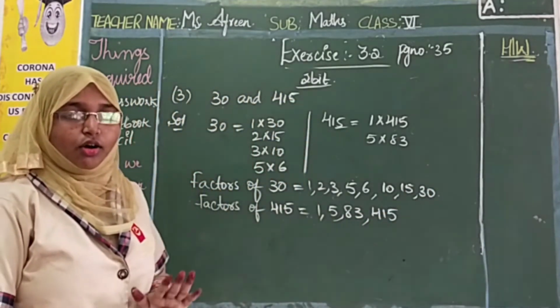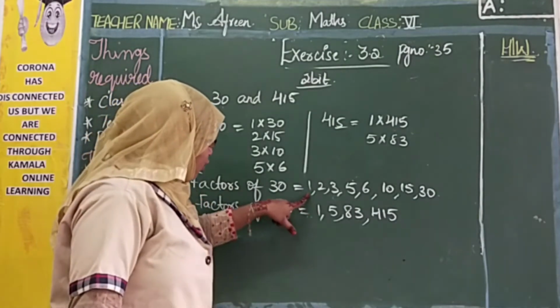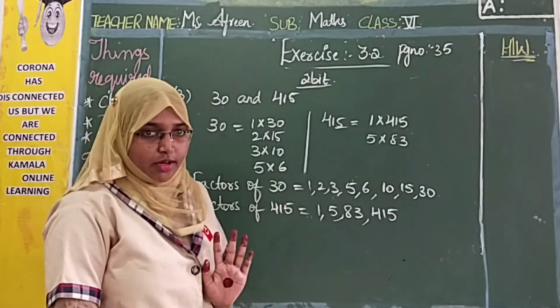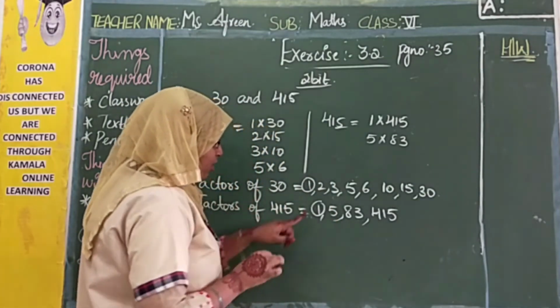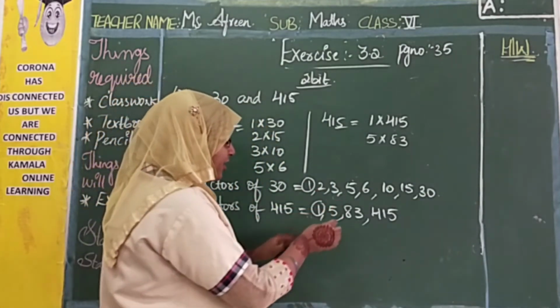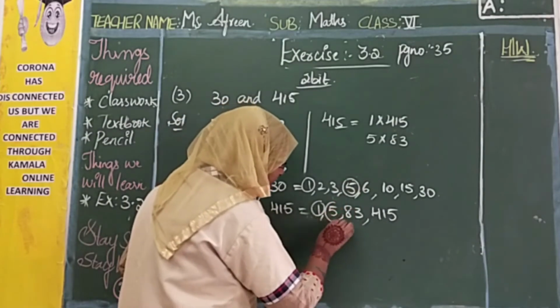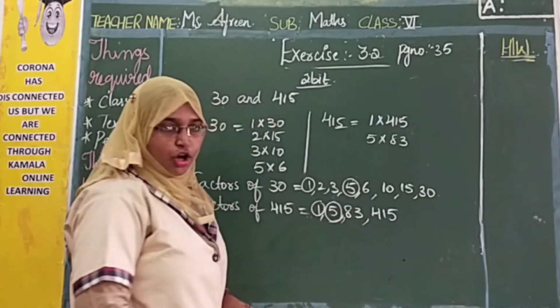Now we need to check common factors. Both the numbers, which is the common number? 1 is here, 1 is also here. 2, no. 3, but here it is 5. Except these two, there are no other common numbers.